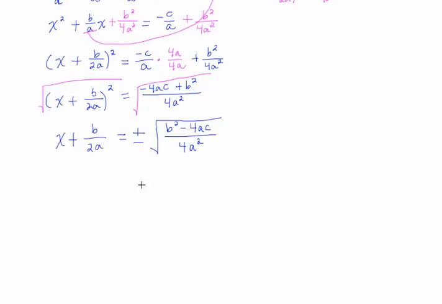And now we just need to solve for x. So we're almost there. All we have to do is subtract b over 2a from both sides and then keep simplifying as well. So subtracting that, we have negative b over 2a plus or minus this whole radical. Now I'm going to split this into the radical of the numerator over the radical of the denominator. And I'm doing that because the radical of the denominator will actually simplify. So the square root of 4 is 2, and the square root of a squared is a.